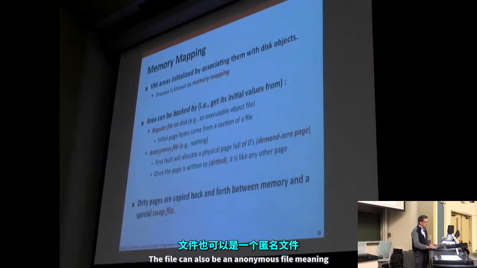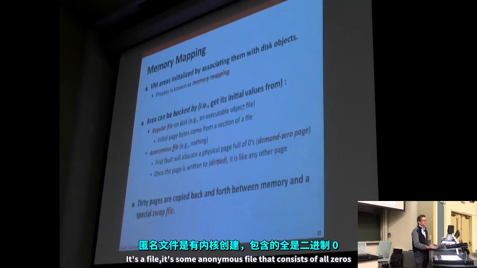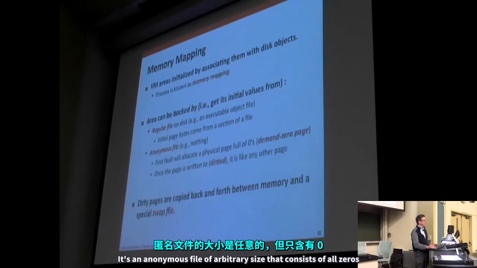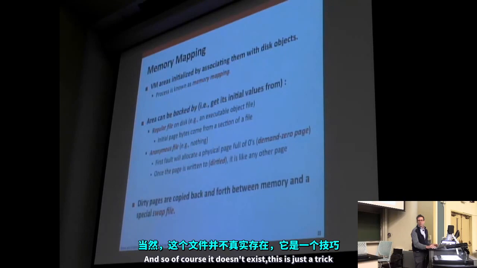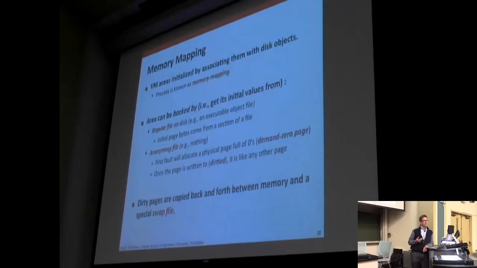The file can also be an anonymous file. It's some anonymous file of arbitrary size that consists of all zeros. And so, of course, it doesn't exist. This is just a trick. So this allows us to create pages that are initialized to all zeros.